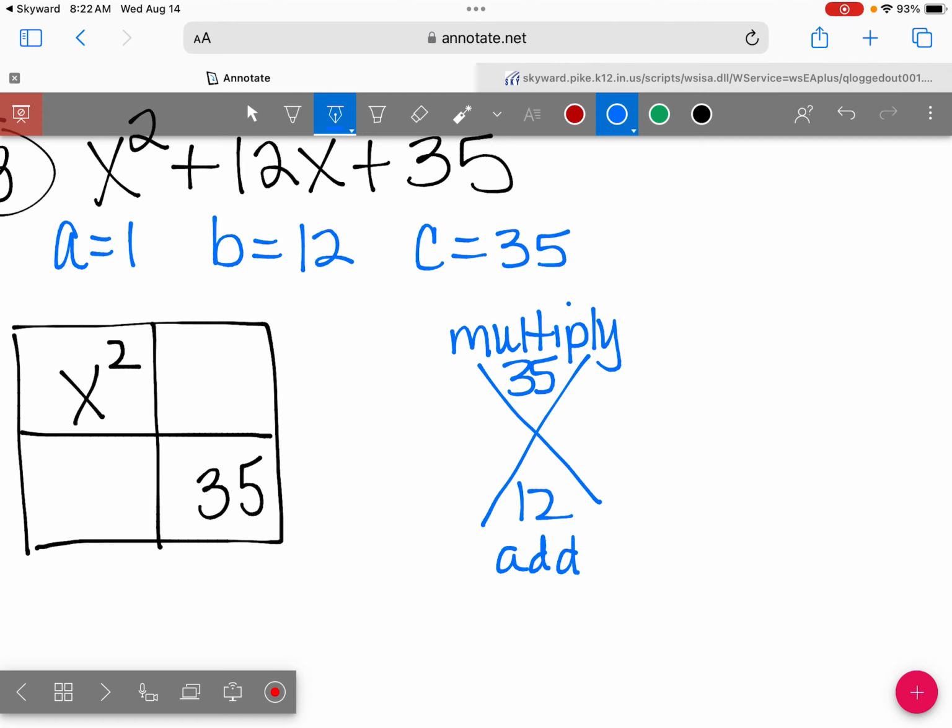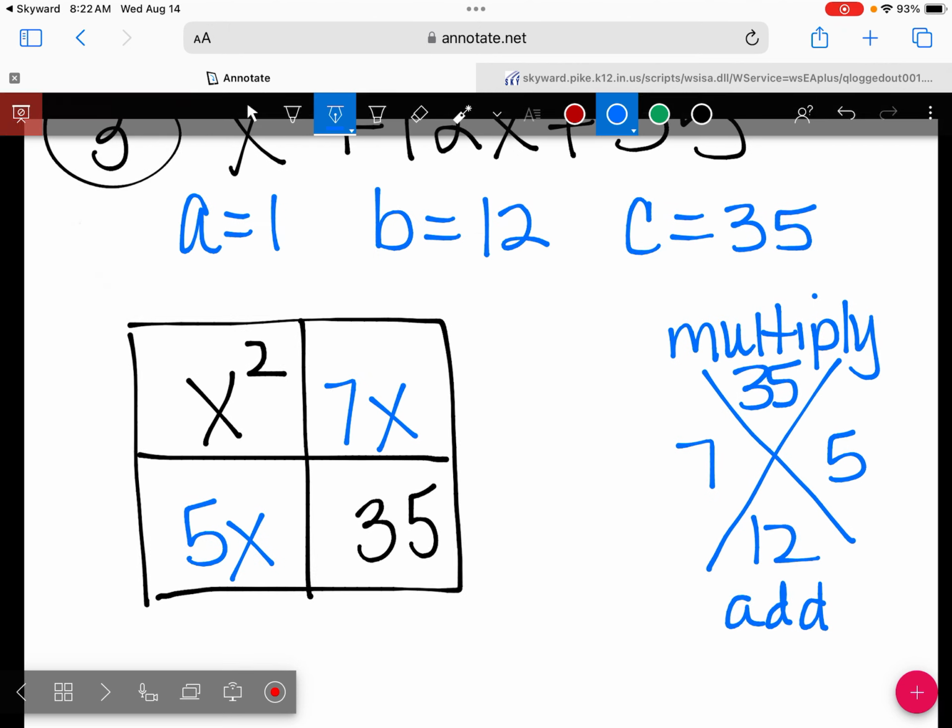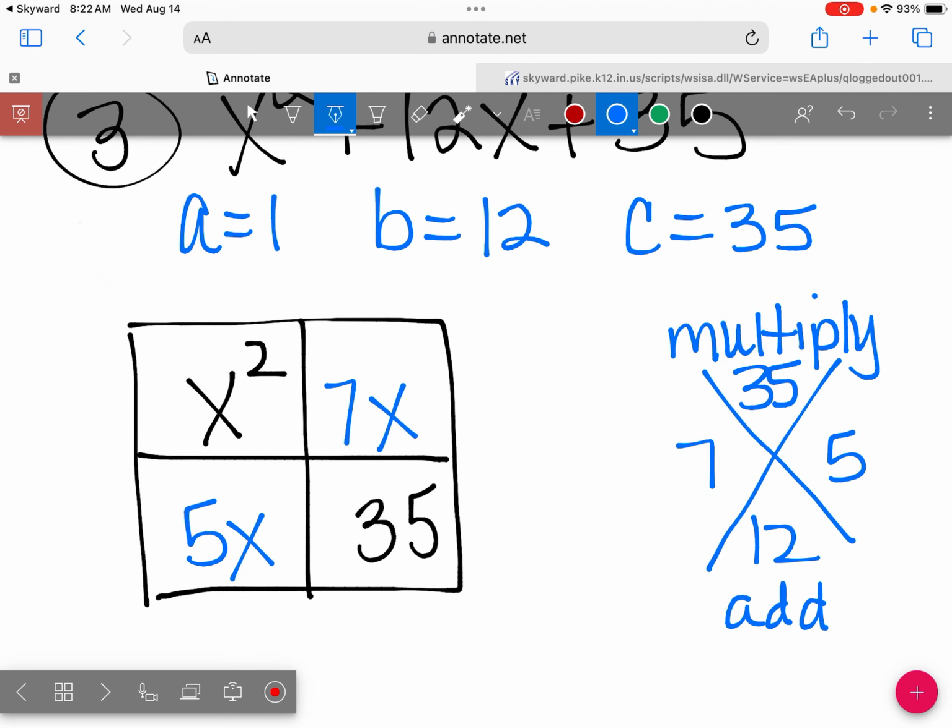Nehemiah? 7 and 5. 7 and 5. 7 times 5 is 35, and 7 plus 5 is 12. So we're going to put our 7 and our 5 in the other two squares. So if you put the 7 here and the 5 here, that would also be fine. Yeah. So let's go 2 squares at a time.